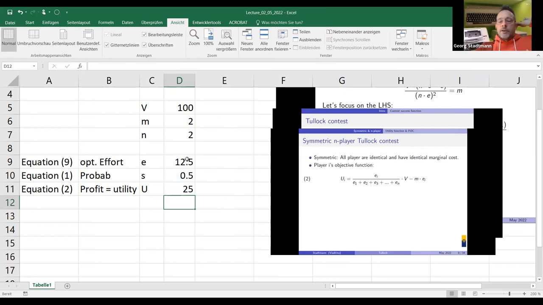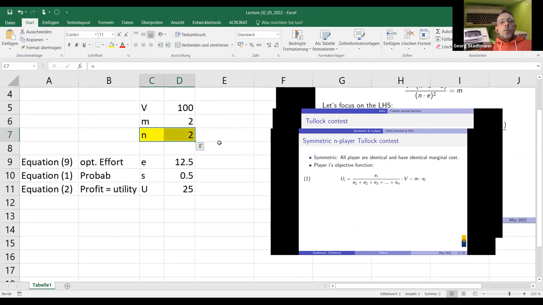Great. So the majority of the students also got this one right. Utility is 25. After we have set up this Excel sheet, we can easily find the solution to scenario B. Because in scenario B, one variable will change: n will increase from 2 to 5.